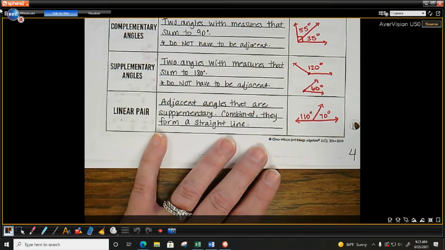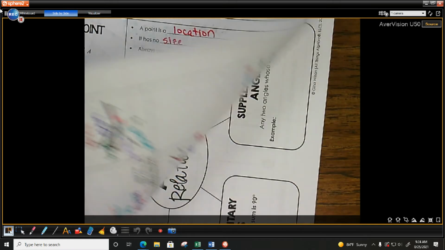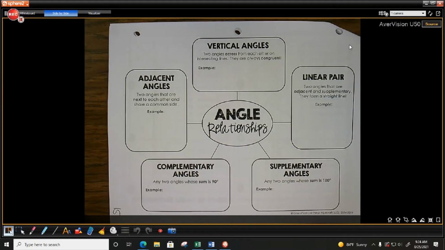We good with our vocabulary? Yes. Remember, on your test, your first 15 problems are vocabulary, okay? Make sure you know your vocabulary. So now we are going to what page? Page 15. Looking at angle relationships.